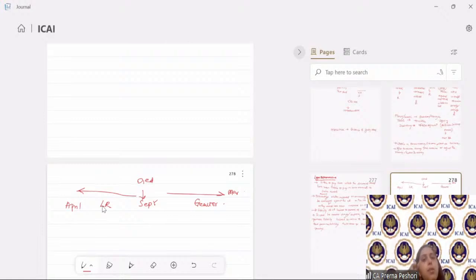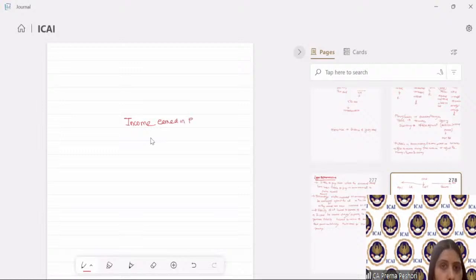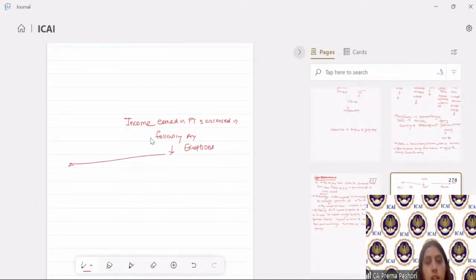So for the period April to September, legal representative will be liable. After that, the executor will be liable. Income earned in the previous year is assessed in the following AY. There are exceptions to this. And what are the exceptions?